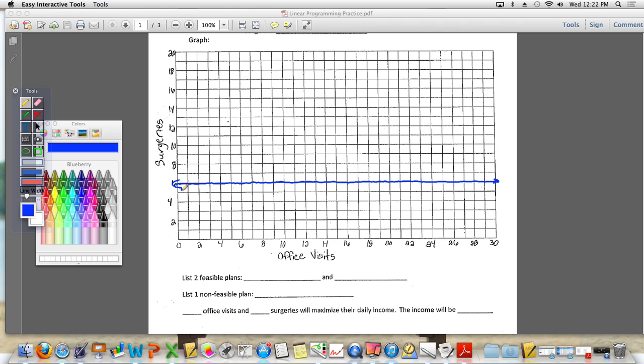All right, where do you shade in comparison to that line? You have to shade where? Below it. Yep, it says less than or equal to, so you shade lightly everything below that line. Thank you. All right, now we're going to go back and deal with that other line.